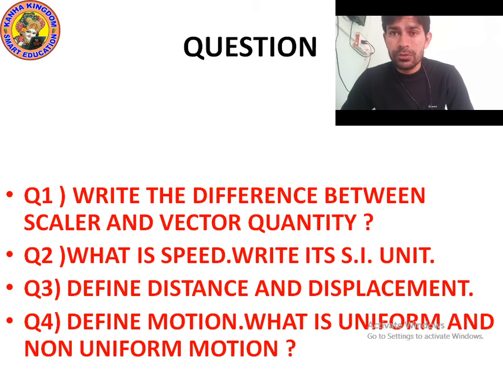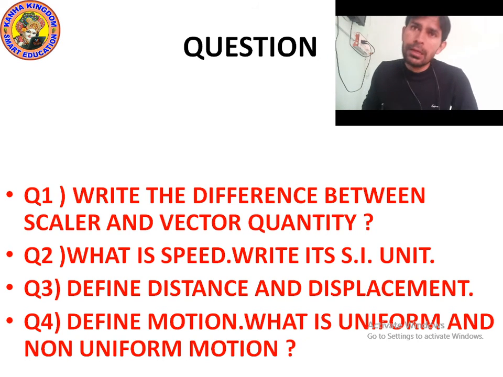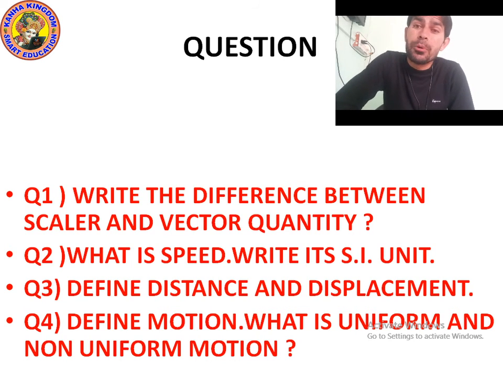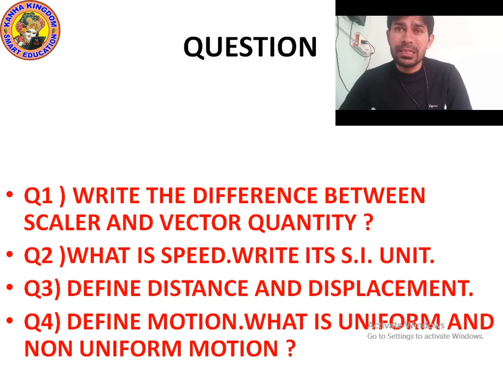What is the SI unit of speed? Meter per second. And the formula for speed is distance upon time. And if we talk about the average speed, it is the ratio of total distance traveled to the total time taken.